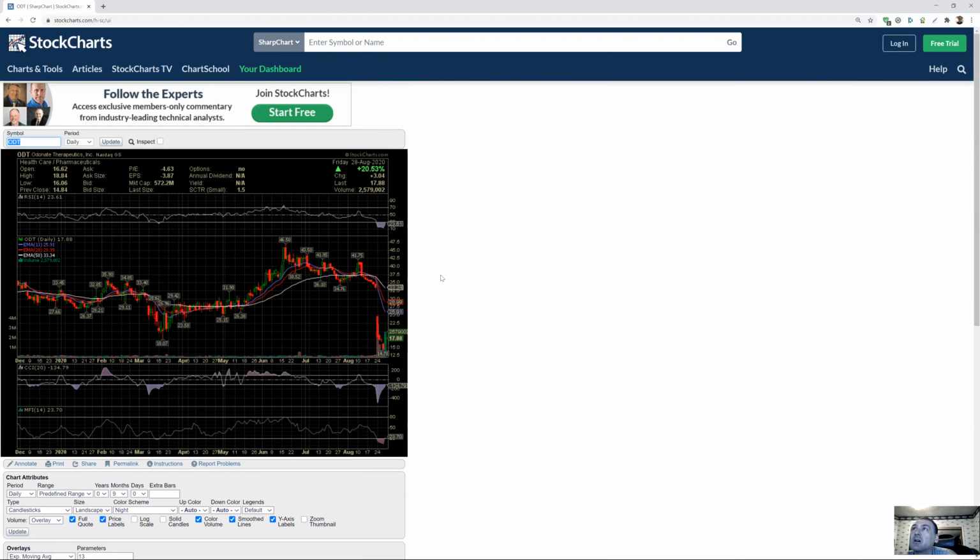ODT. This is Odonate Therapeutics. So this had a cancer drug or some drug. I'm not sure if it's a cancer drug. It failed. So look at this. It's at 23 on RSI. CCI went all the way below, like minus 600. Money flow is below 20. See that, the color? Big move down to 14.